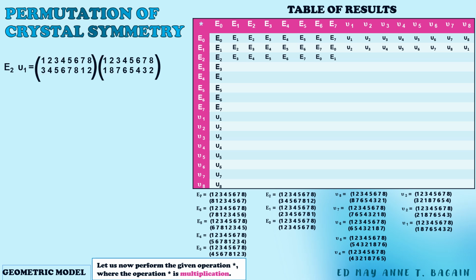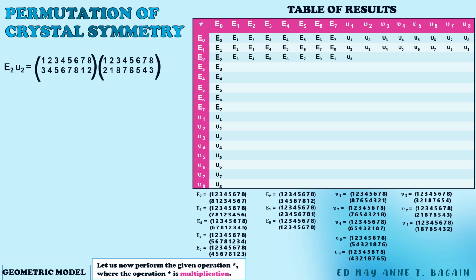Okay. 1 is 3, 3, 2, 1, 8, 7, 6, 5, 4. So what would be the element for that? We can see here that it is epsilon sub 3. So the epsilon sub 2 star epsilon sub 1 would be epsilon sub 3. So now that we know that, let's check the next one.